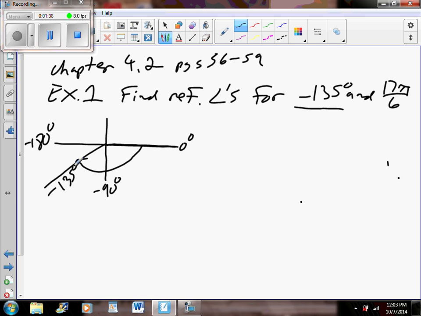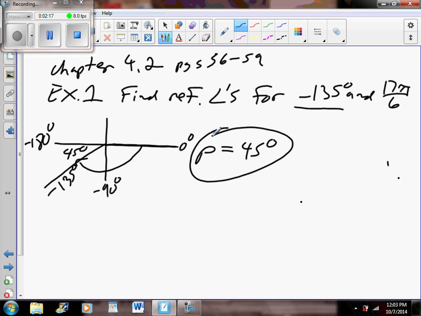So just looking at this, how far off the x-axis is a negative 135 degrees? I mean, how far am I from being at a negative 180 degrees? What is the difference between 180 and 135? 45. So my angle rho, I'm going to call this angle rho, is going to be 45 degrees. That's all this is doing, you're just trying to find the reference angle for a negative 135 degrees, and this is it right here, 45 degrees.